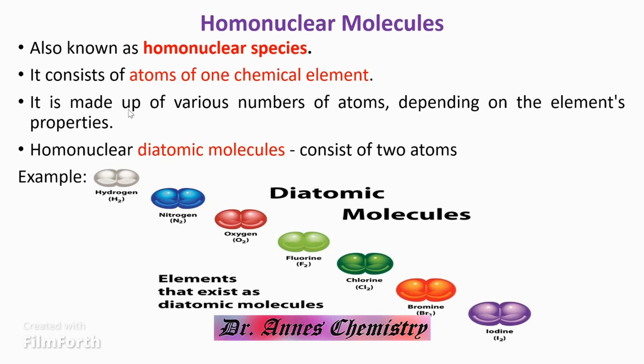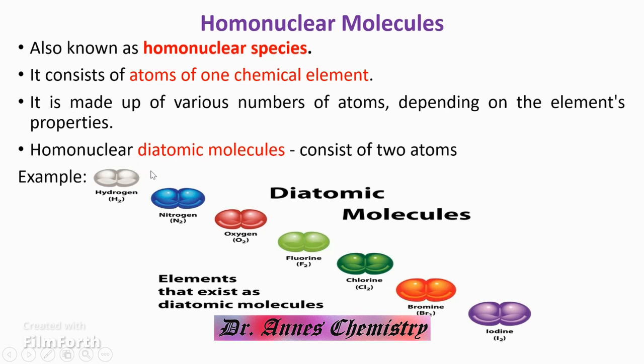What is a homonuclear molecule? When a molecule is made up of atoms of only one chemical element, it is known as a homonuclear molecule, meaning only one type of nucleus is present in that molecule. And these homonuclear molecules can have any number of atoms in them. It can be made up of just 2 atoms, 3 atoms, 4 atoms, it depends.